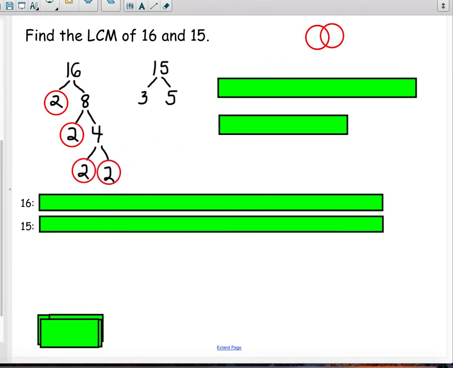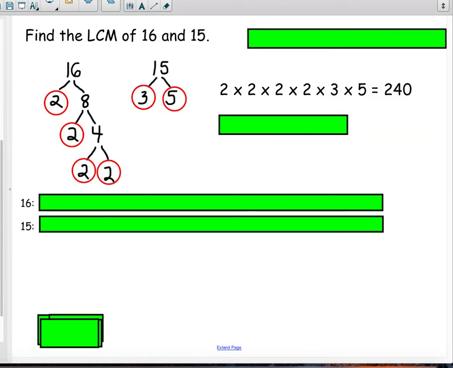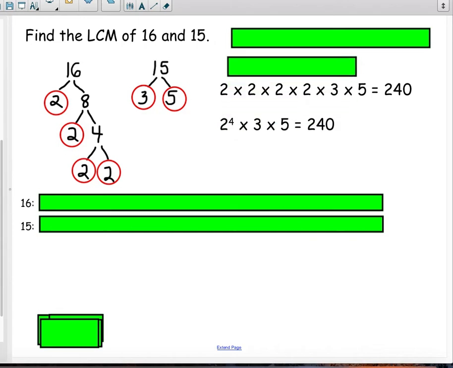Then we're going to come over to the 15 factor tree, and you can see that we have the prime factor of 3, and then we have a prime factor of 5 as well. So now we know that we're going to have 2 times 2 times 2 times 2, four 2's, times 3 times 5, and if we multiply that out, you'll see that we have 240. If we used exponents, it would be 2 to the 4th times 3 times 5, and that would equal 240 as well.